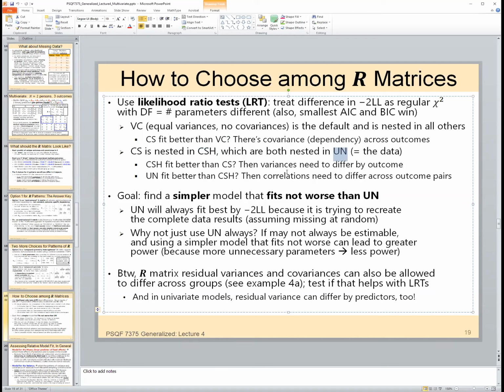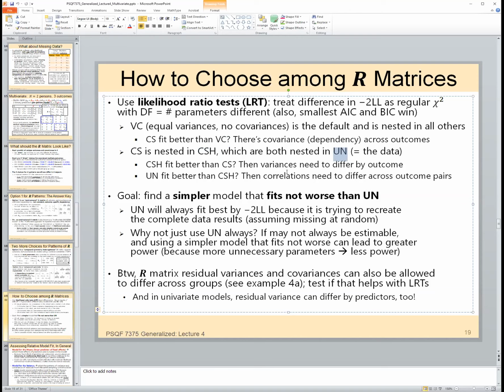So in terms of order, VC, which is diagonal, is the simplest. Then comes CS, which allows a covariance but forces the variances to be the same. Then comes CSH, which allows the variances to be different but still forces the correlation to be the same. And then comes unstructured, which allows everything to be different.